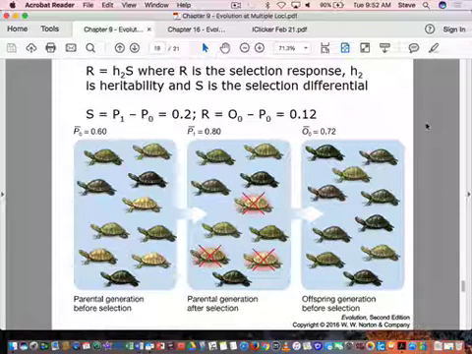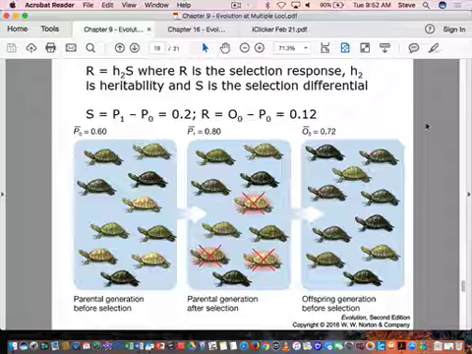So the last thing we're going to focus on, we'll focus a little bit on this. I'm not going to ask you to calculate any of these things, but one of the things we're really interested in is when selection acts on a quantitative trait, how much change do we get? So how much evolutionary response? R is what we call the selection response. And what we're saying is it's influenced by two factors.